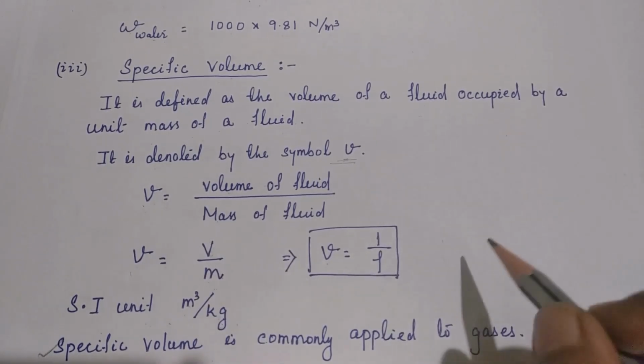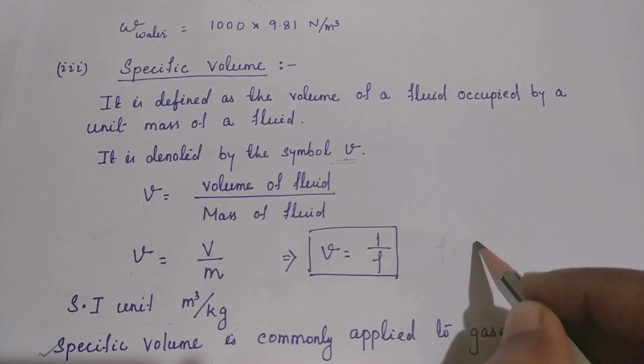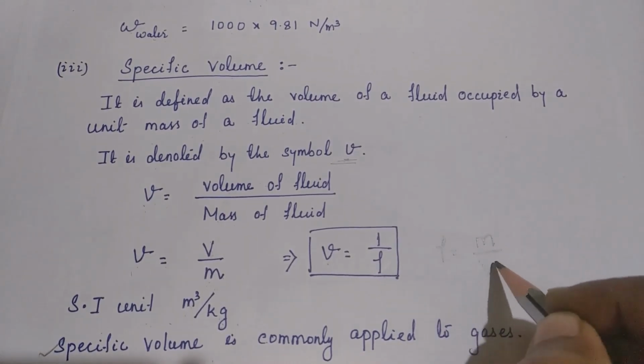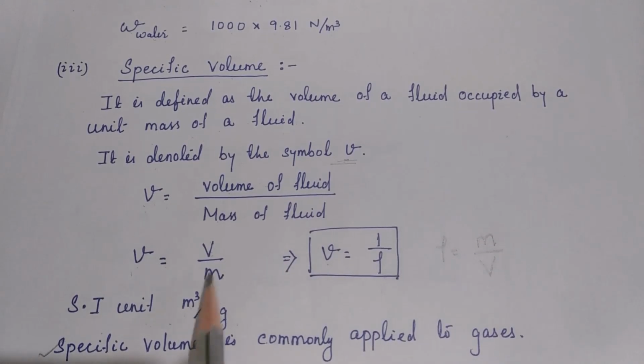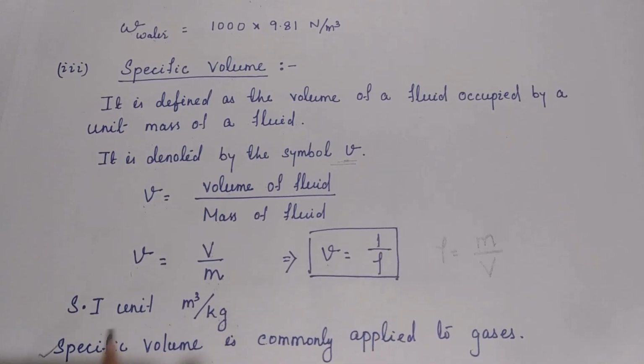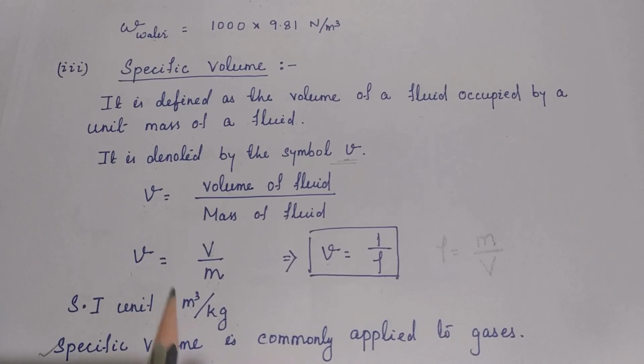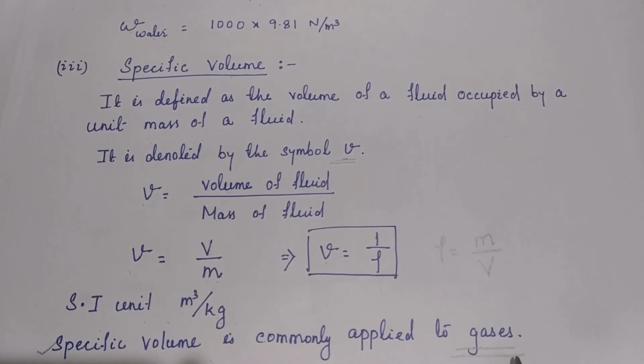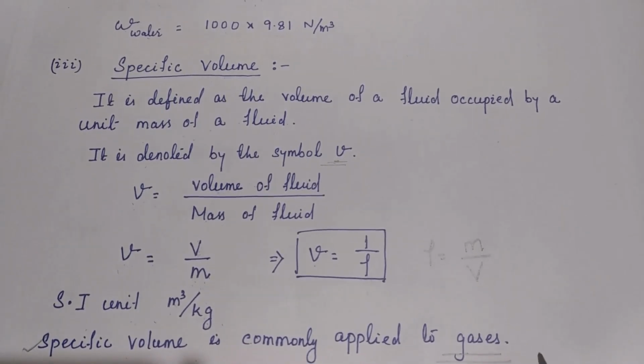We know that density rho equal to m by v. So here we get the expression v by m, and in place of v by m, we can consider it as 1 by rho. The SI unit of small v, that is specific volume, is meter cube per kg. Specific volume is commonly applied to gases. This is one of the most important points which you have to remember.